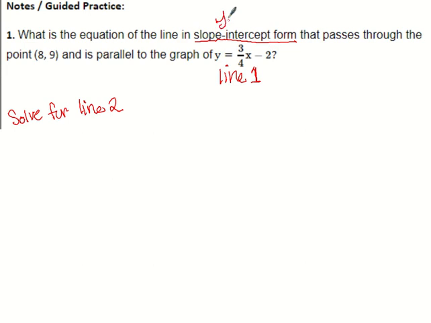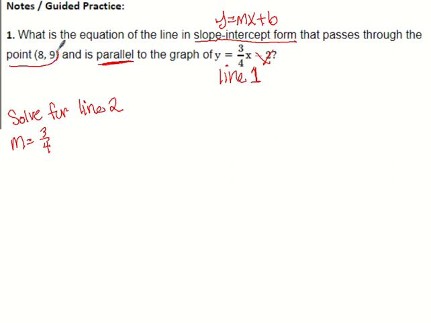Remember, that's y = mx + b. Just like this. And what they did is they gave us a point. So the slope will be 3/4 because they're parallel. Remember, parallel means the same slope. So I'm just going to take the slope and use it because I don't have to do anything. They're the same. What we are going to have to do, though, is now use this point. I don't care about this -2. I care about the slope because they're parallel, and I care about this point.